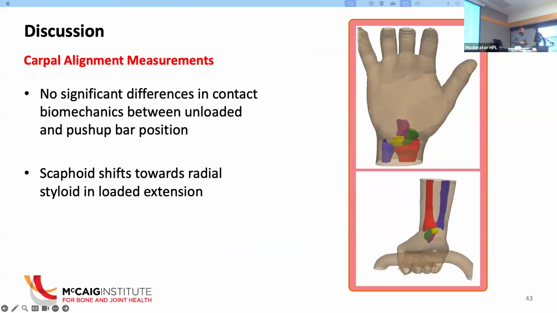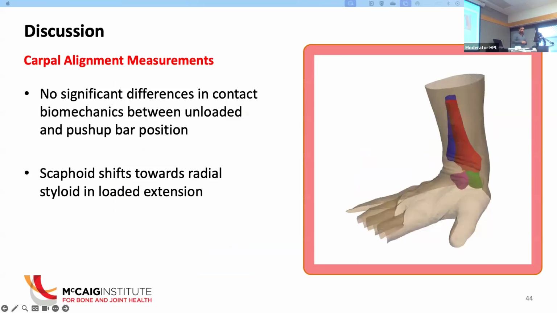So just tying that all together here quickly, we saw there's no significant differences in contact biomechanics between the unloaded and the load-bearing push-up bar position. And that may indicate that this position helps maintain a bit more of a normal load transfer and alignment. And there is some interesting behavior that we did observe in that load-bearing extension position.